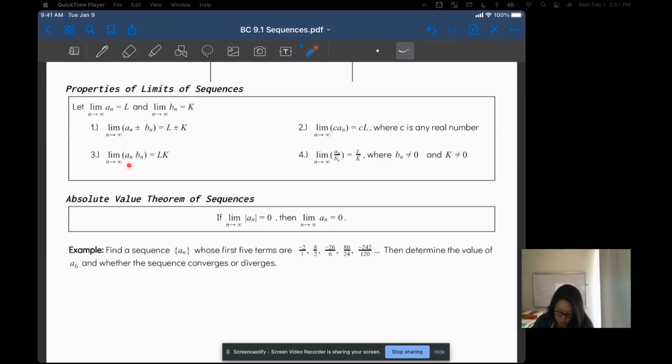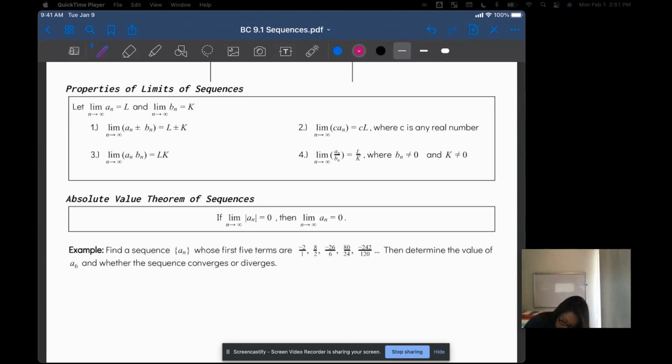And then the operations work for every single operation. Like if I multiply the two sequences together, then the limit will be L times K, the two limits multiplied together. Okay. Same with if we divide the sequences, just we have to be careful that the denominator can't equal zero. Okay. And then if we multiply by a constant, the limit will be the limit times the constant.